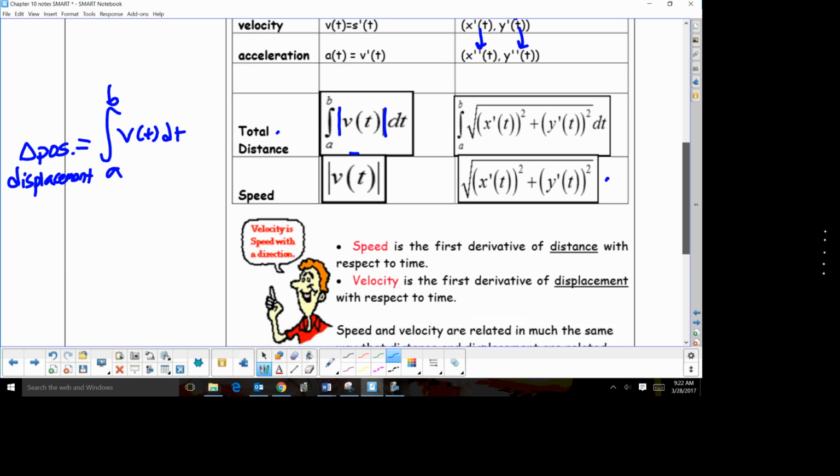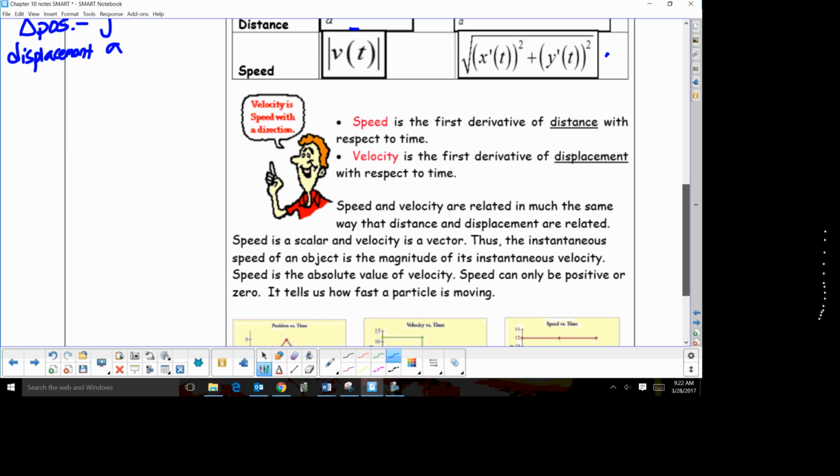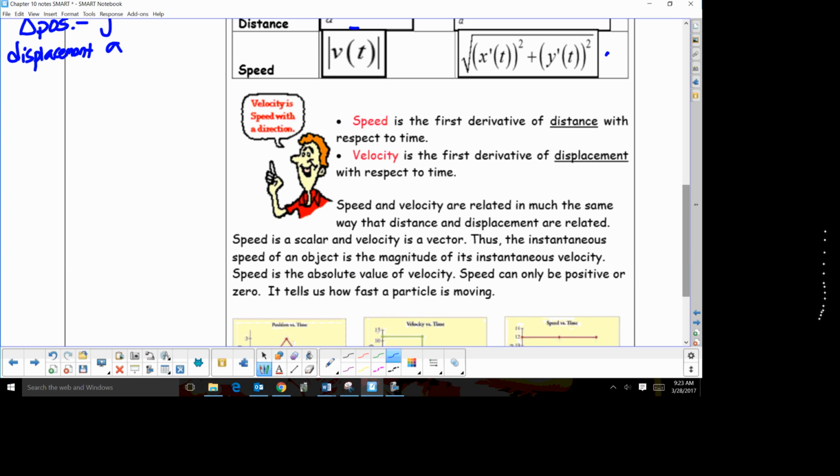Okay, so I'll let you read through this little part, unless you'd like me to read for you. Who wants me to read aloud while you read? Okay. Speed is the first derivative of distance with respect to time, where velocity is the first derivative of displacement with respect to time. Interesting, right?